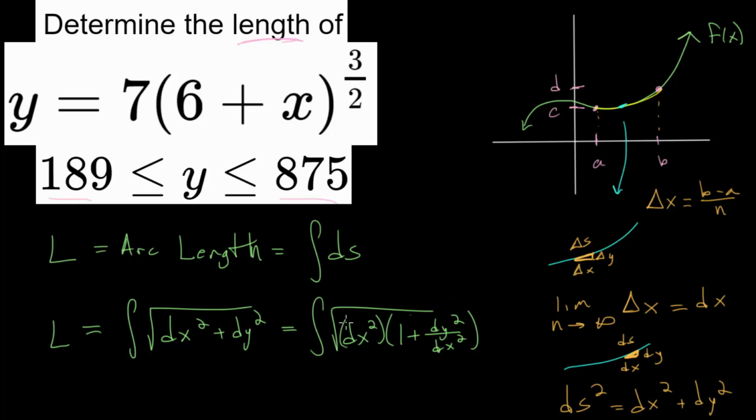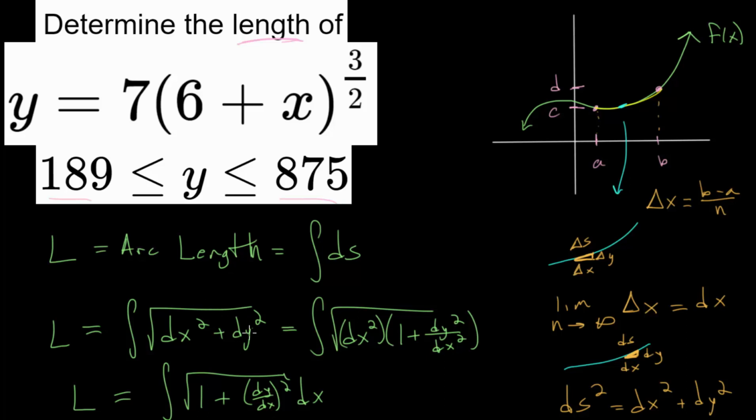And since we have a product, we can take the square root of each of these, and the square root of dx squared is just dx. So we end up with a dx on the outside of the square root, and on the inside we have 1 plus (dy over dx) squared. And this quantity here, this is just the derivative of our curve with respect to x.